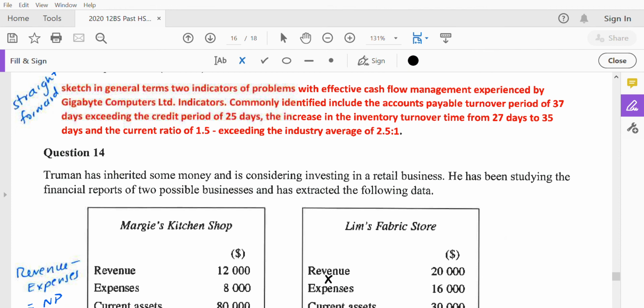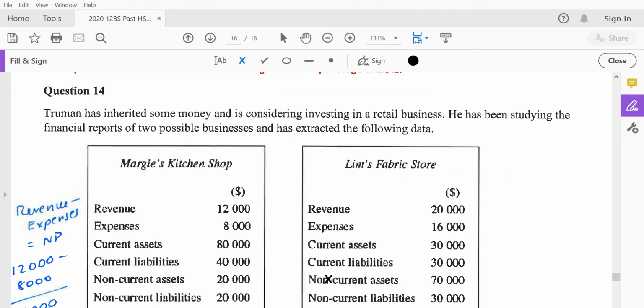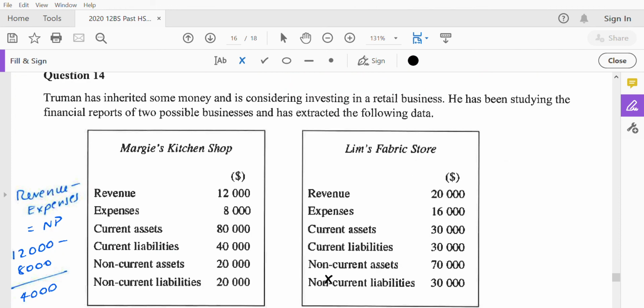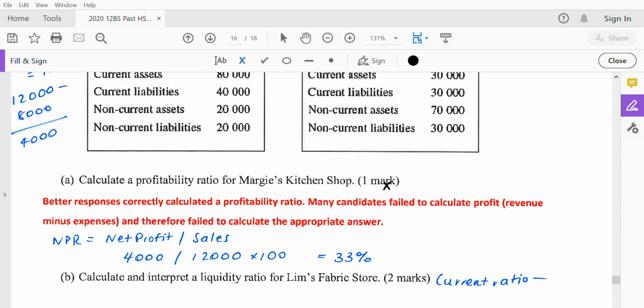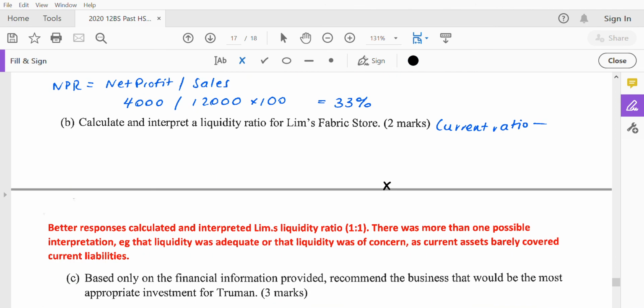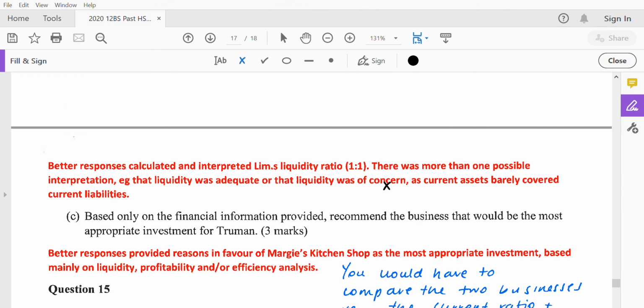Truman has inherited some money, and he needs to consider, which am I going to invest in? Is it going to be Margie's Kitchen Shop, or is it going to be Lim's Fabric Store? And here you're just doing a couple of calculations in terms of which one is actually going to benefit him in investing in.